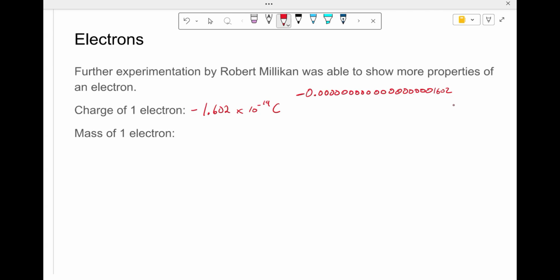And then its mass was 9.107 times 10 to the negative 31st kilograms. Now, I'm not going to bother to write that out, but that is an even much, much, much smaller value. So the mass of an electron is that small. Compared to an atom, that's over 1,000 times less than what a single atom would weigh.